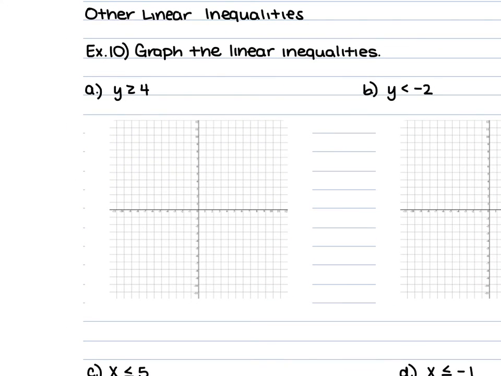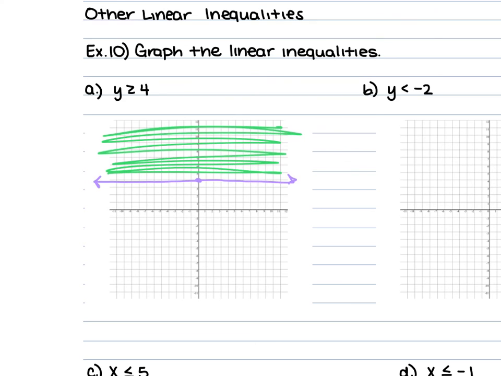Sometimes we're going to have just a y or an x. You have to be careful with this because when y is greater than or equal to, or greater than or less than a number, you're having a horizontal line, and an x alone is just a vertical line. So if we look at example A, we have y is greater than or equal to 4. So 4 on our y-axis is here. We are drawing a straight, solid line through that 4 on the y-axis because it is equal to. This is y is greater than, so we would shade above that line.